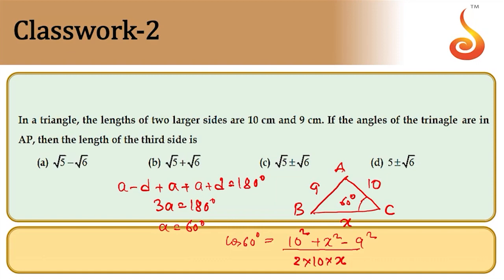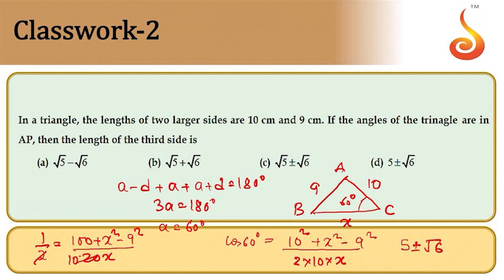Cos 60 we know the value, which is 1 by 2. So 1 by 2 is equal to 100 plus x square minus 9 square by 20x. The 2 will cancel, you will get 10. You get a quadratic equation, and solving it we get 5 plus or minus root 6, giving the value of x. These are simple calculations, you all can do it.